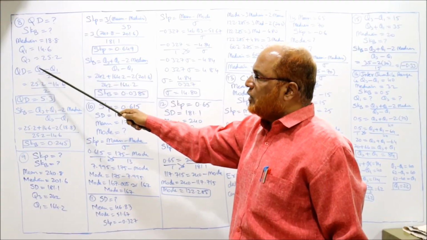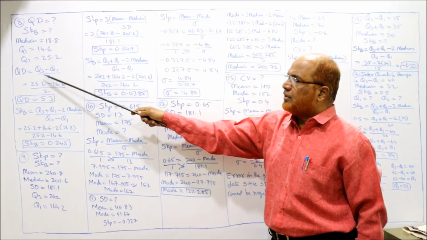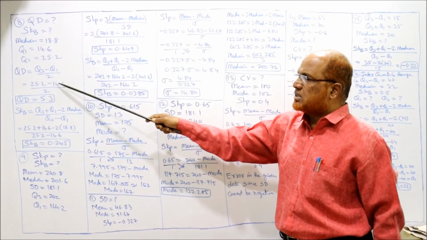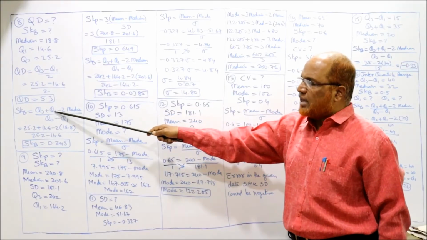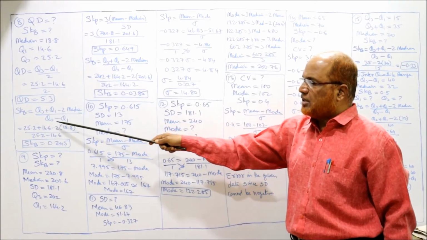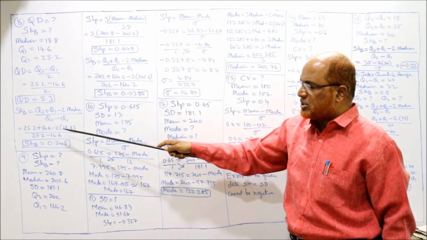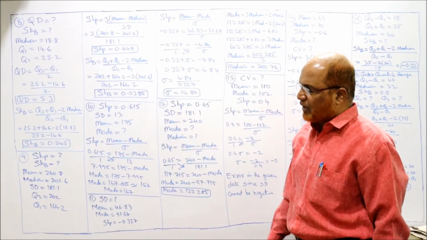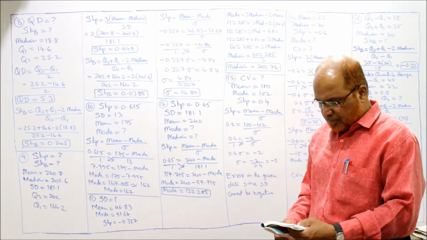QD formula just now I told you Q3 minus Q1 divided by 2. So Q3 25.2 minus 14.6 divided by 2, 5.3 you will get QD, quartile deviation. Now SKB Q3 plus Q1 minus 2 median divided by Q3 minus Q1. All the values you have here, substitute, you will get 0.245 as SKB. This is 8th problem. See the 9th problem.